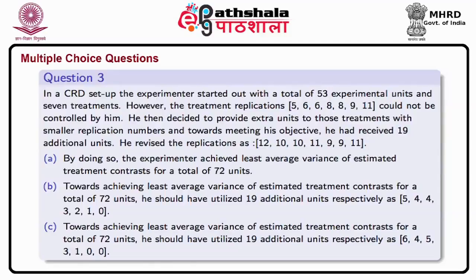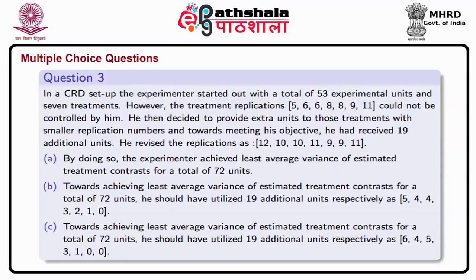In a completely randomized design setup, the experimenter started out with a total of 53 experimental units and 7 treatments. However, the treatment replicates, that is 5, 6, 6, 8, 8, 9, 11, could not be controlled by him. He then decided to provide extra units to those treatments with smaller replication numbers, and towards meeting his objective, he had received 19 additional units. He revised the replications as 12, 10, 10, 11, 9, 9, 11.